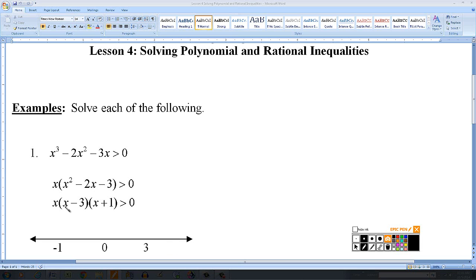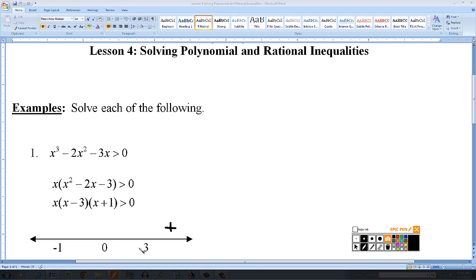And if I put a 4 where the x is on each of these factored forms, now I could do it over here in the original one, but it's easier to determine the sign if I put it into the factored form. So put a 4 there, put a 4 there, a 4 here. Everything is positive. So if I pick a number larger than 3, I get a positive.